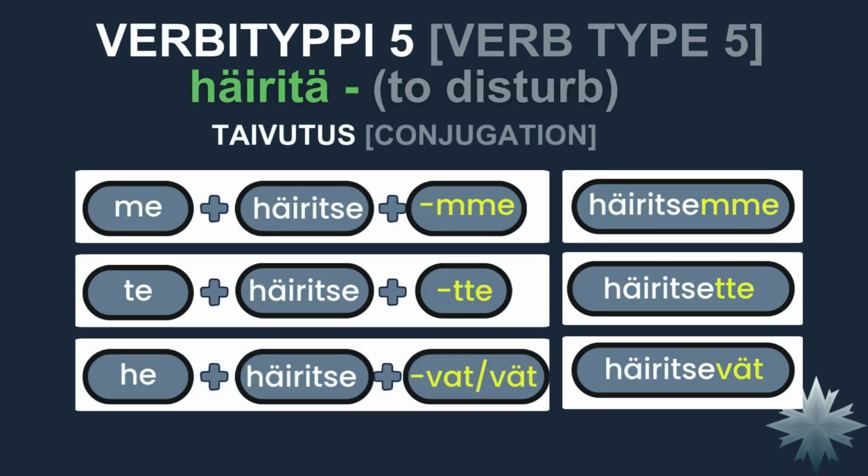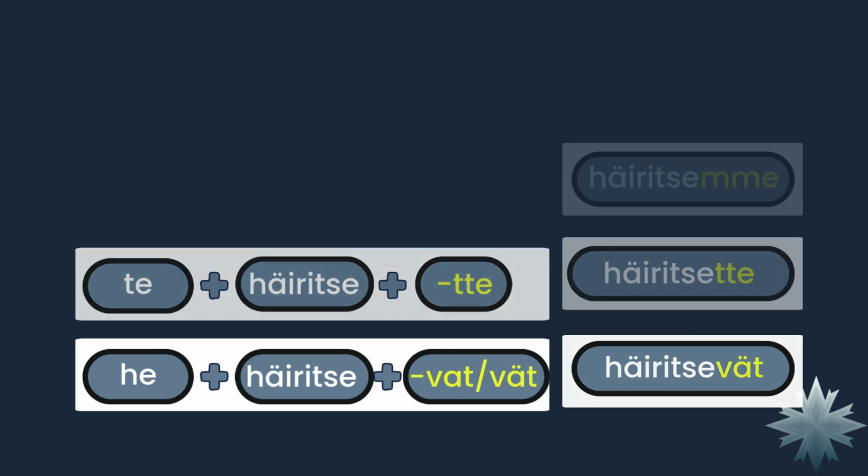Here we will see some plural conjugation with the same verb häiritä. Me häiritsemme means we disturb. Te häiritsette means you all disturb. He häiritsevät means they disturb.